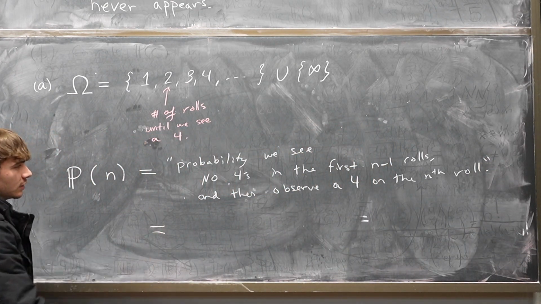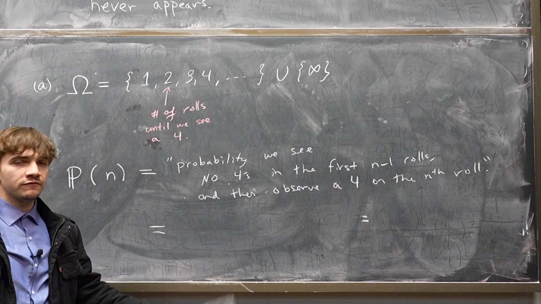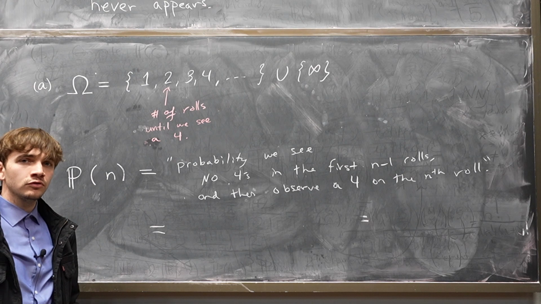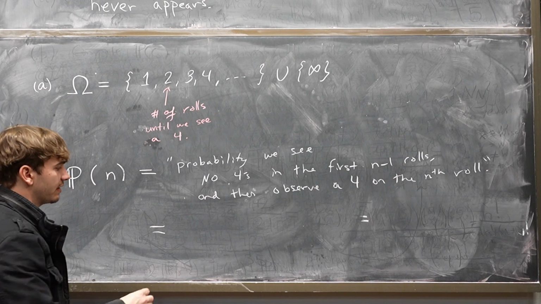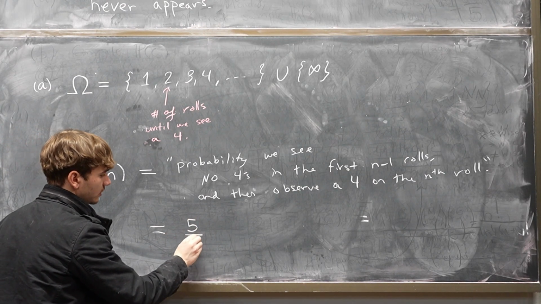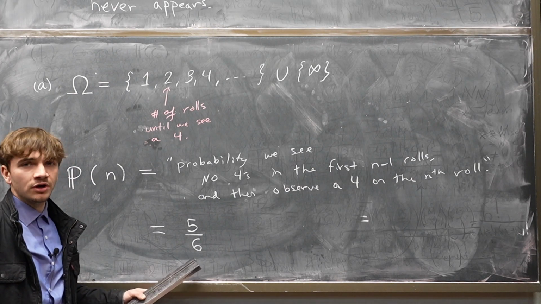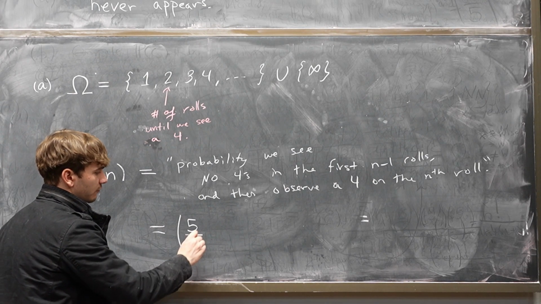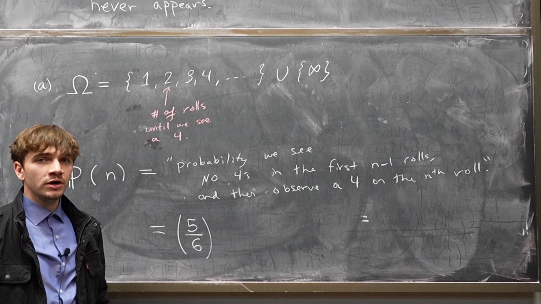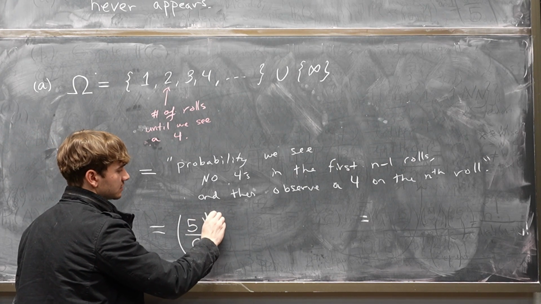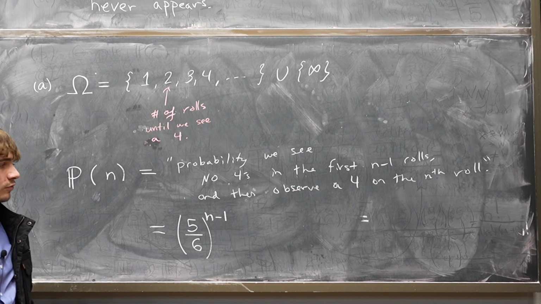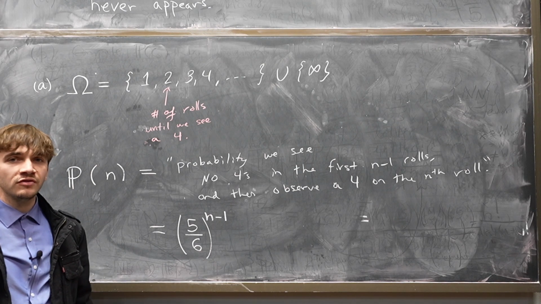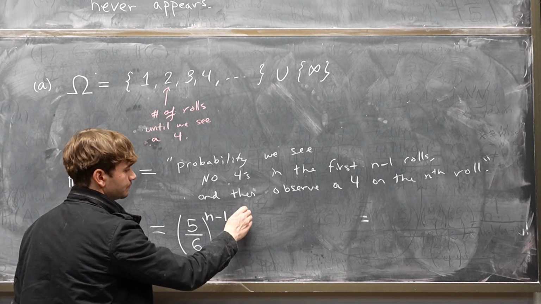Okay, that's in words. Now what about mathematically? So in order to not observe a 4 in the first n-1 rolls, well, in a single roll, the probability of not observing a 4 is 5/6, considering we have a fair die. So there's a 5/6 chance that we do not observe a 4. So for this outcome to happen n-1 times consecutively, we need to raise 5/6 to the n-1 power. And then finally, observing a 4 on the nth roll, well, when I take my nth roll, there's a probability of 1/6 that I observe a 4.